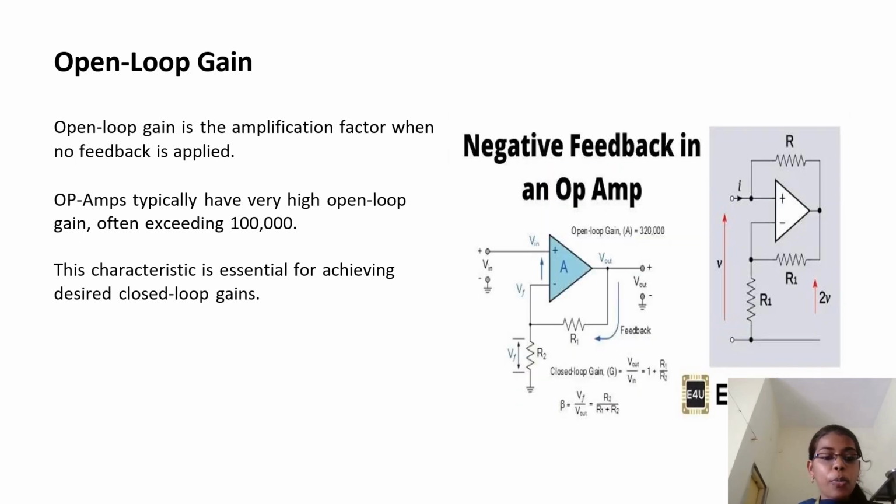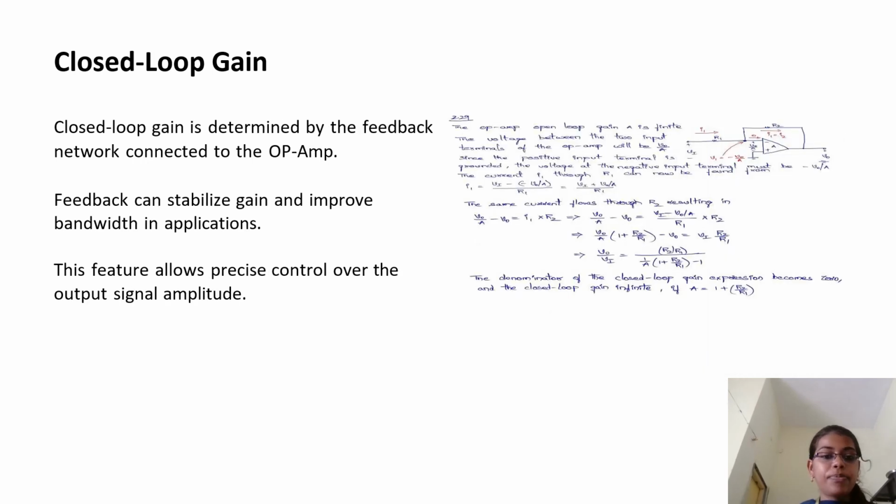Open loop gain. Open loop gain is the amplification factor when no feedback is applied. Op amps typically have a very high open loop gain, often exceeding thousands of times. This characteristic is essential for achieving desired closed loop gains. In this picture, they are showing negative feedback in op amps.